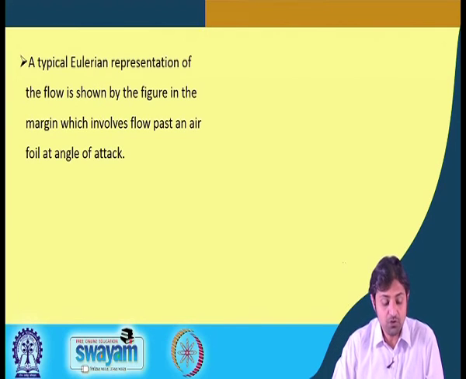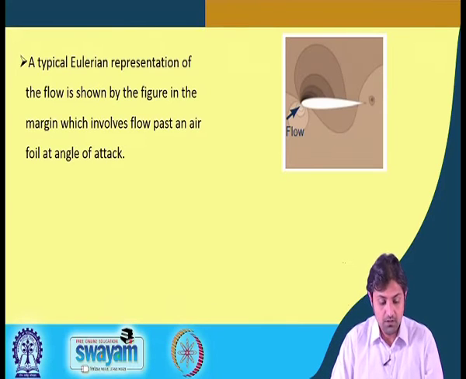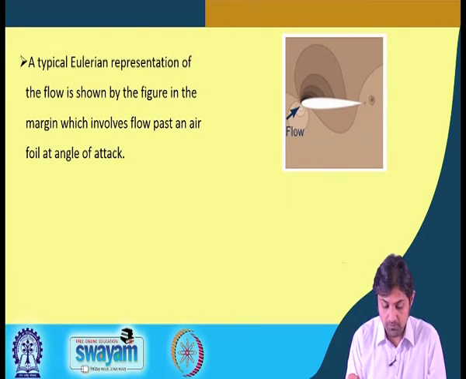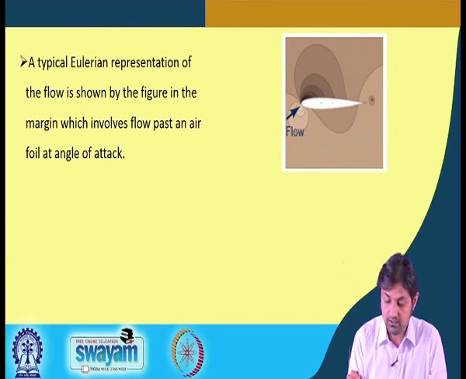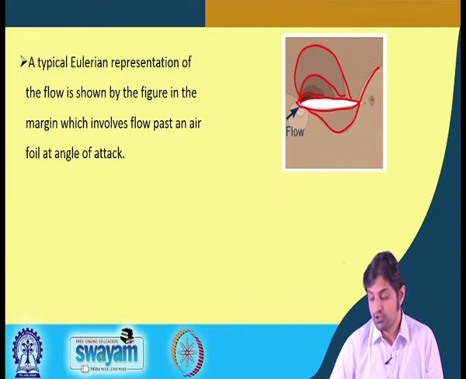Good. So a typical Eulerian representation of the flow is shown by this figure, which involves the flow past an airfoil at an angle of attack. This is just to show Eulerian representation. You see, this is a foil, this is an object, and these are the flow properties or the contours that are there. So the way we have described it, with an observer at a fixed point in space, this is Eulerian in nature.